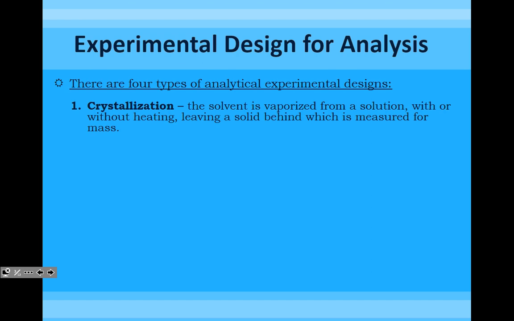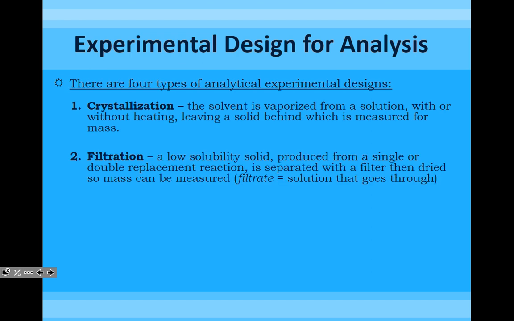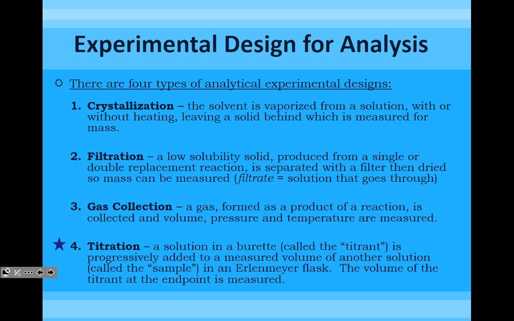So moving on, there are 4 types of analytical experimental designs: crystallization, filtration, gas collection, and finally what we're going to learn today, titration. In a nutshell, you have a solution in a burette. We call this solution inside the burette a titrant, and that is progressively added to a measured volume of another solution. We call this solution a sample. We put the sample in a specific piece of glassware, which is called an Erlenmeyer flask. That is a non-negotiable, kiddos.